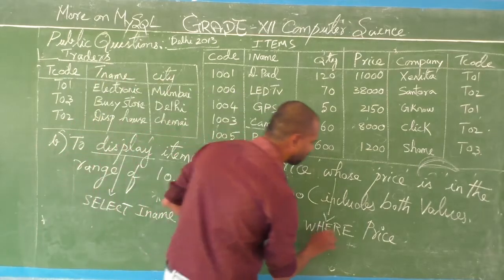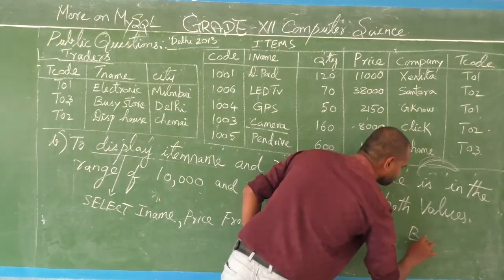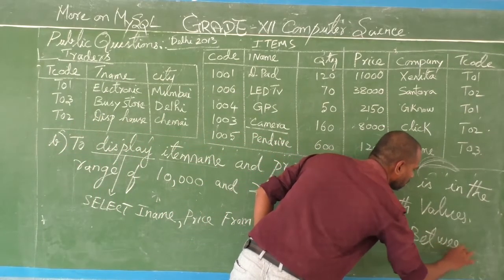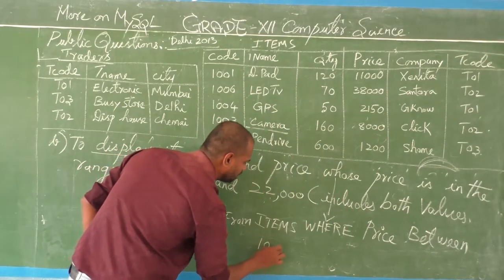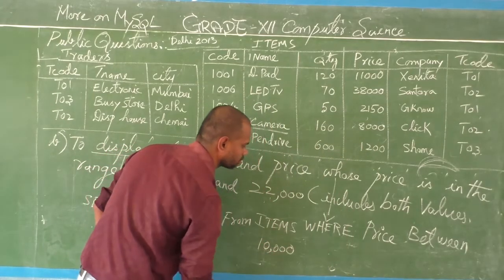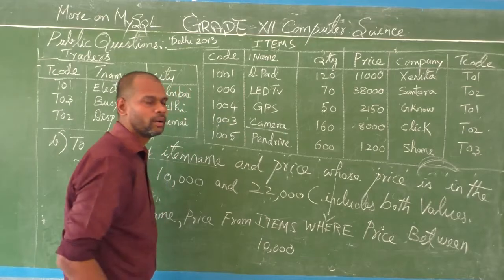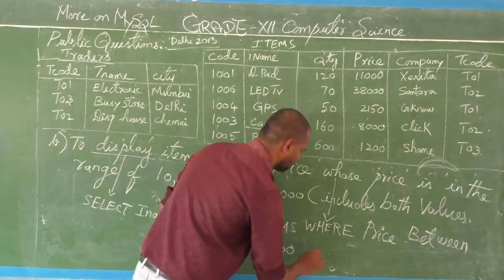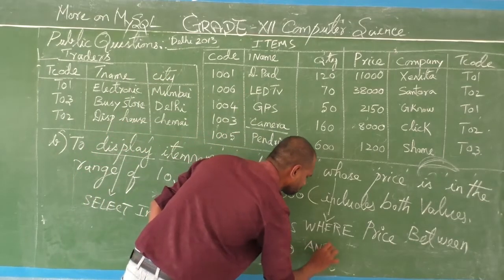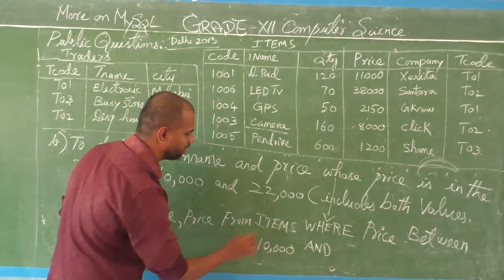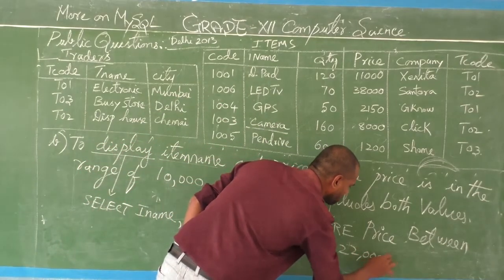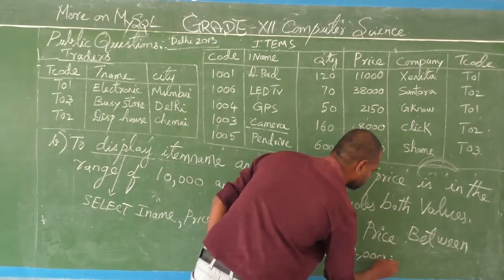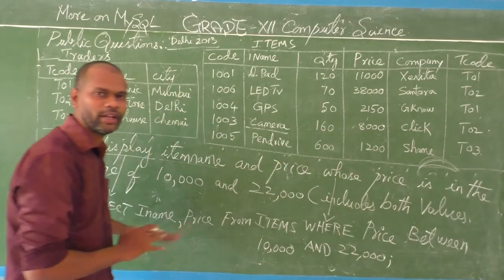So where price between 10,000 and 22,000. Semicolon. So this is the coding.